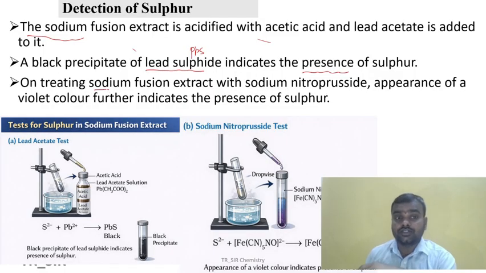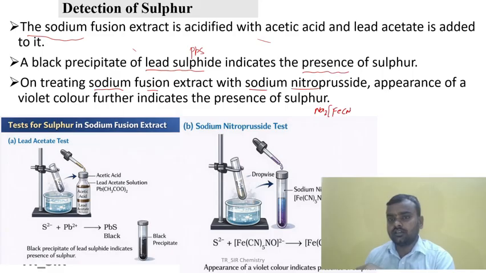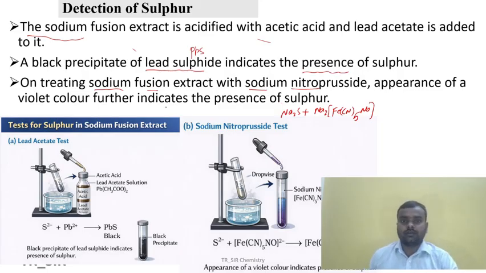And treating sodium fusion extract with sodium nitroprusside. So what is the formula you will be having? Sodium nitroprusside, you will be having the CN5. With this, when you treat with the Na2S, you will be getting the appearance of violet color complexes forming. That confirms that there is sulfur. Sorry, sulfur is present.